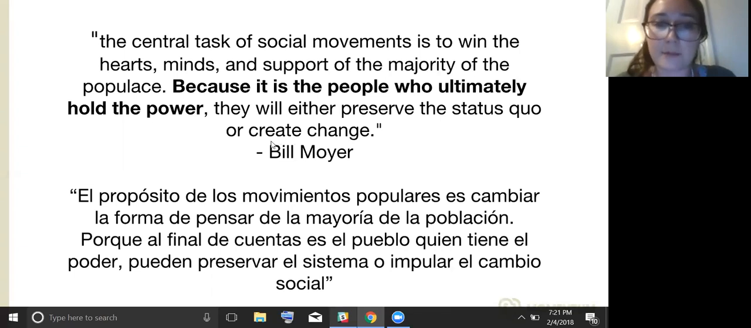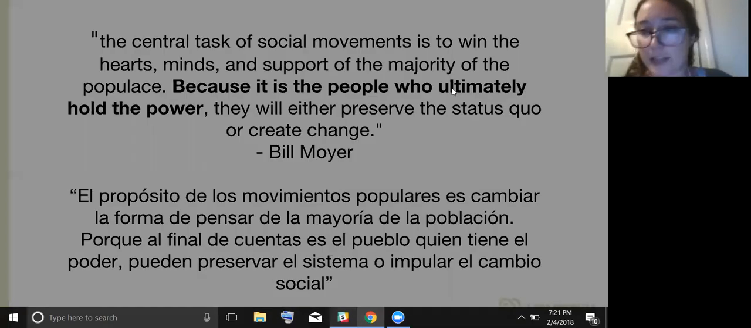This is Bill Moyer, a movement theorist who studied the way that a lot of the different social movements of the 60s were able to work, and a lot of those models. And he said that the central task of social movements is to win the hearts and minds and support of the majority of the populace, because it's the people who ultimately hold the power, and they will either preserve the status quo or create change.